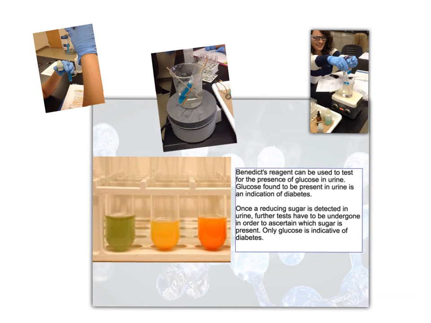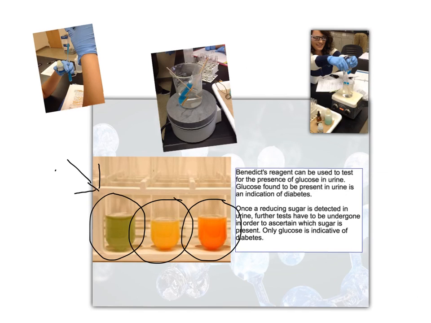If you had a positive result, you would have a green, yellow, or orange color based upon how much reducing sugar was found in the actual sample. If you had a sample that showed green, that would mean you had less reducing sugar than a sample, such as this one, that would show orange.